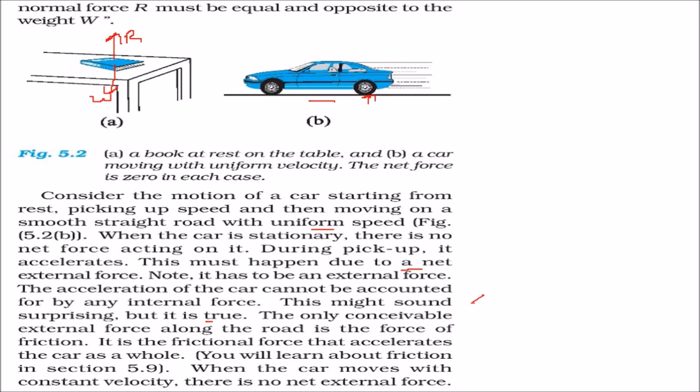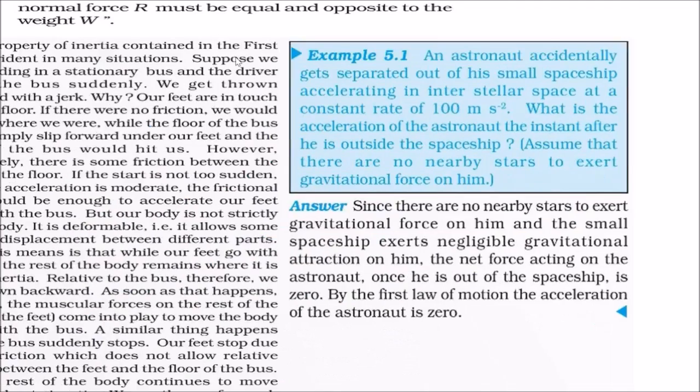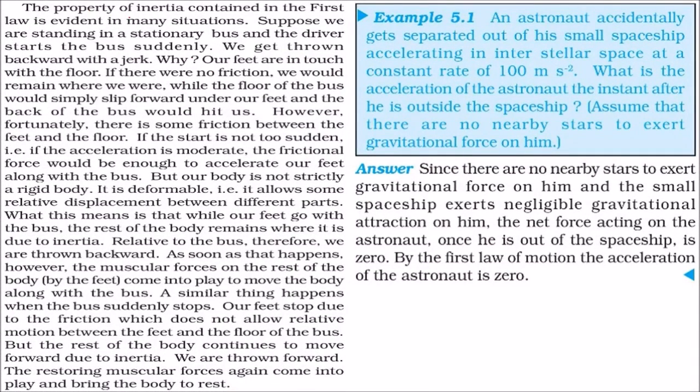We need to understand only the conceivable external force along the road is the friction force which is acting between the tires and the road. This is the friction force which is being acted upon. So when the car is moving with constant velocity, there will be no net external force. And by inertia, a body at rest will continue at rest, and a body in motion will continue in its state of motion.